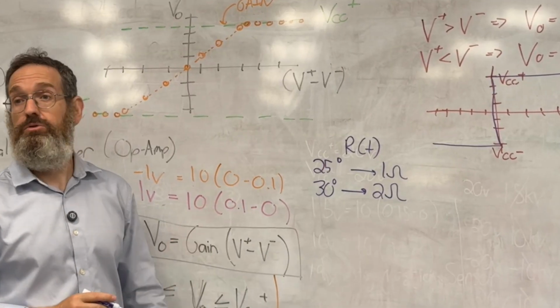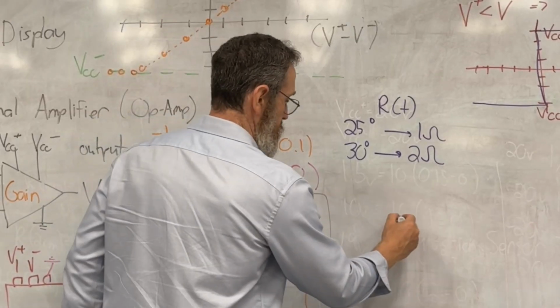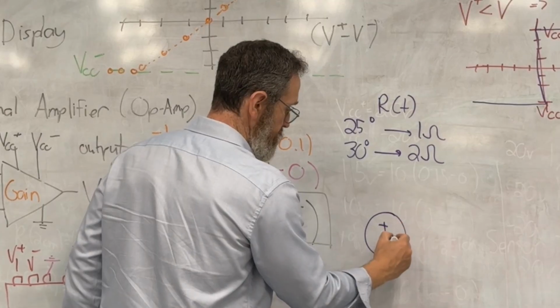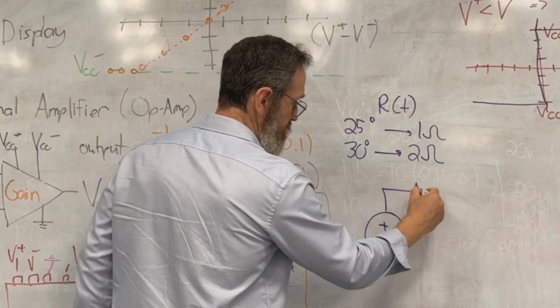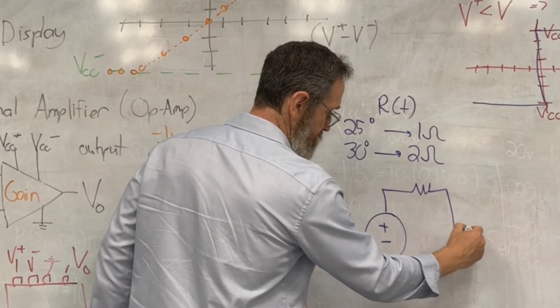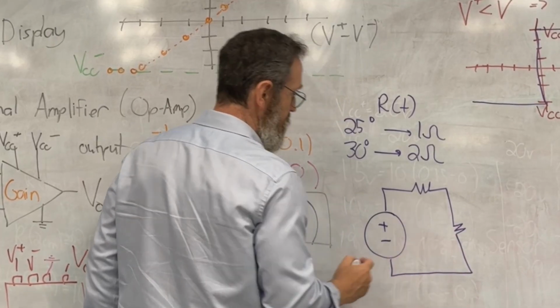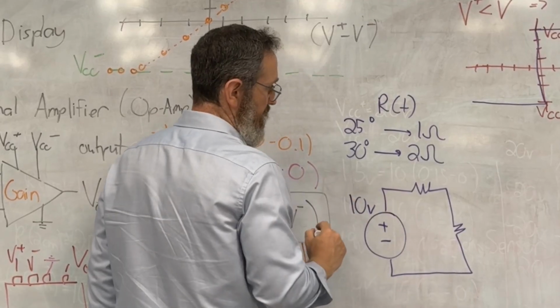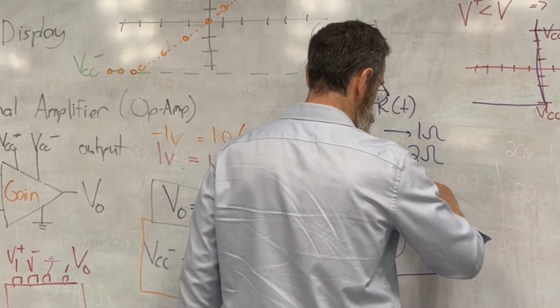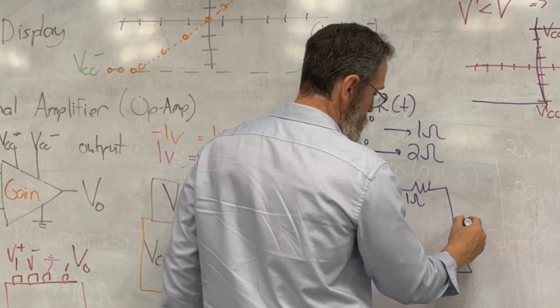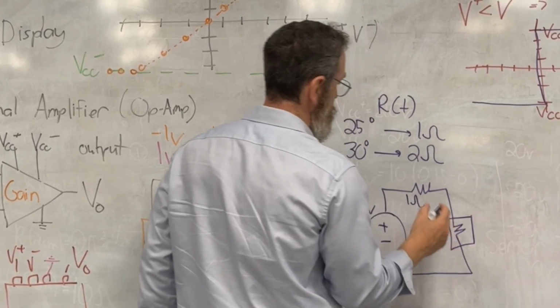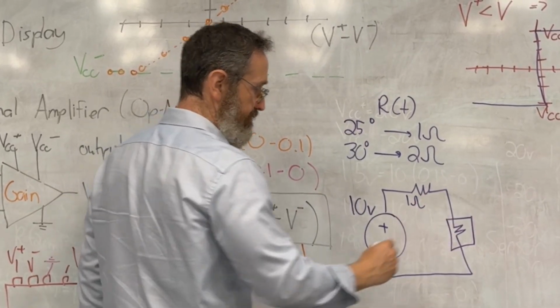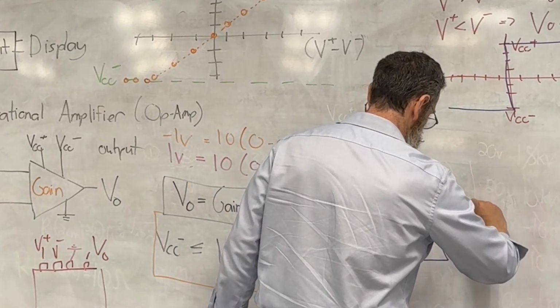I'm going to put this into a voltage divider. So as we've done before, I have a voltage divider. I'm going to use a fixed resistance. And I'm going to make this 10 volts. And I'm going to make this fixed resistance here 1 ohm. And this here, right, is our sensor. And so now we have V sub T.